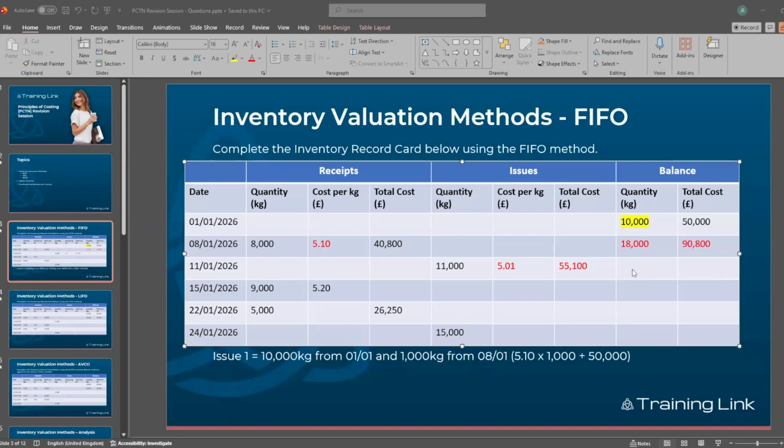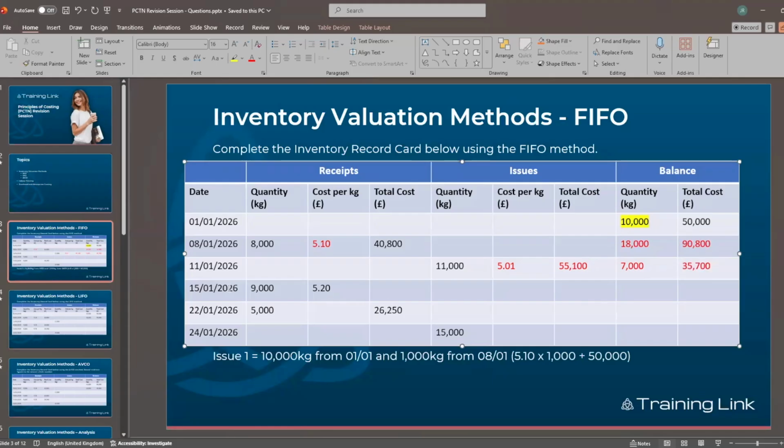Okay, perfect. So then we update our balance column as well. We had 18,000. We've just issued 11,000, so that means we've got 7,000 kilograms left. We had a total cost of 90,800. We've just issued 55,100, so we need to deduct that, and that will give us 35,700. So at this point, we currently have 7,000 kilograms, which is worth 35,700.